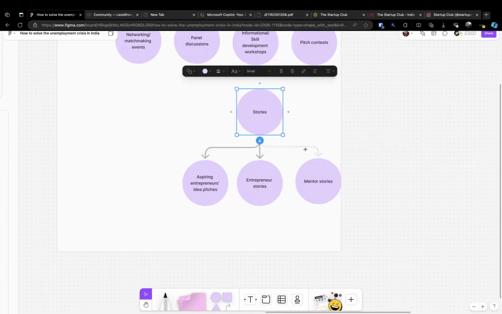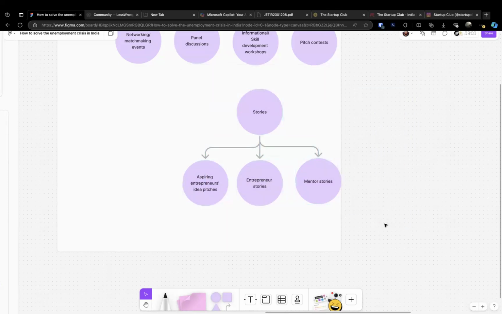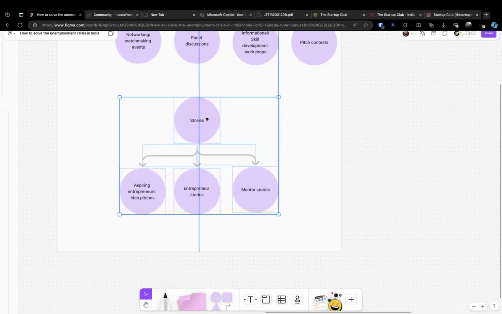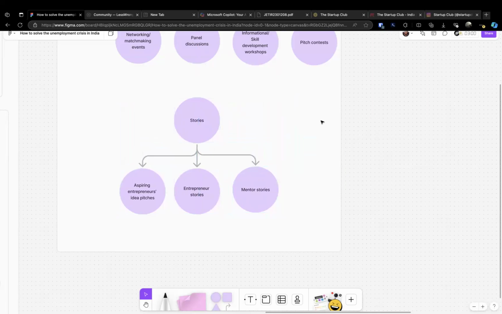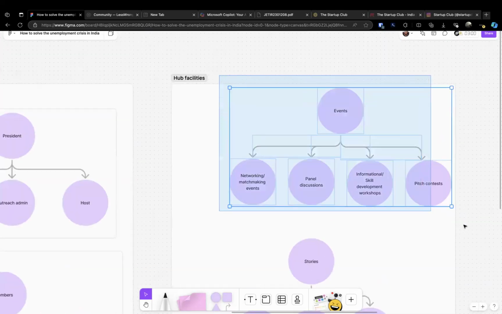Actually, one of the things that's really important about entrepreneurship is the stories. You hear people's stories and you get inspired by those things. So these are some things, and besides these, we also need to have resources.